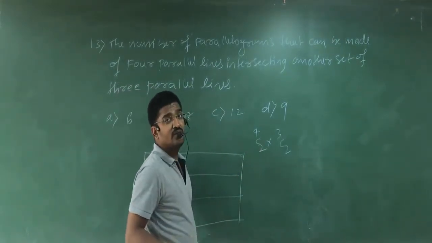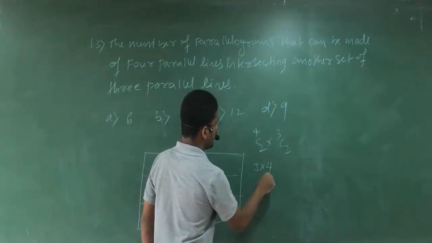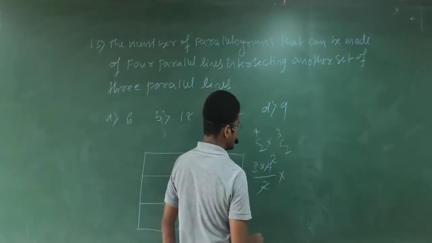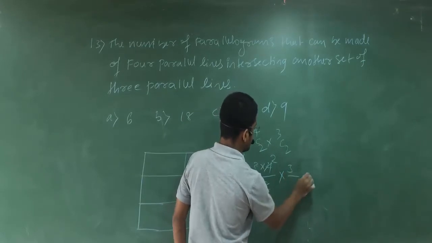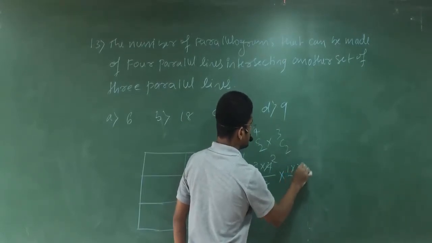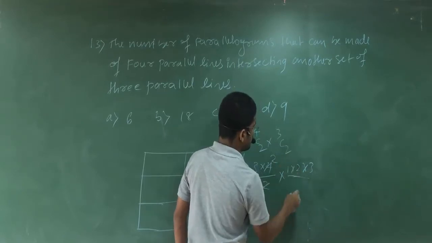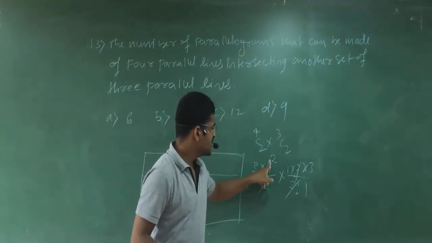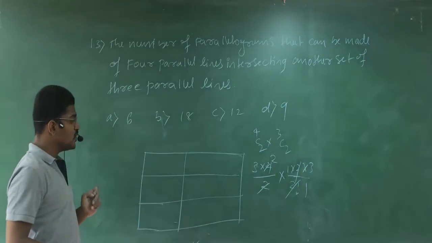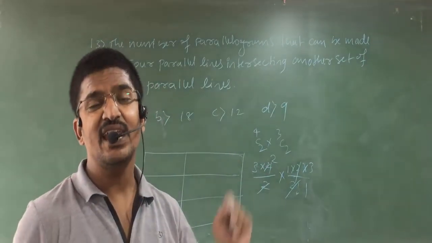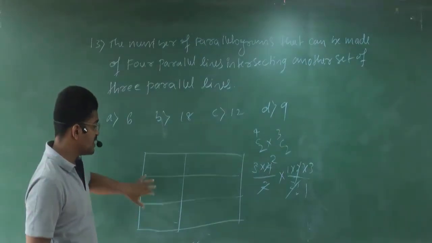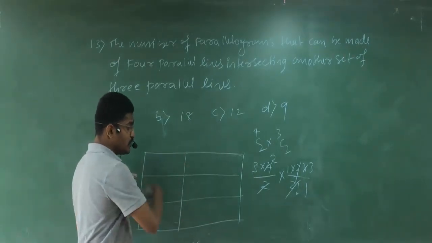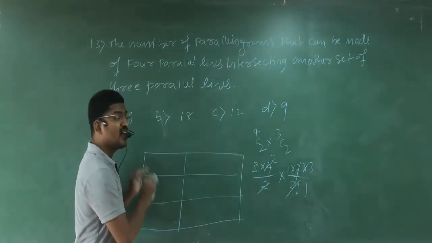2 factorial will be cancelled. So 3 into 4 divided by 2. This will be cancelled here. 3 into 2, 6. So 3 factorial divided by 2 factorial into 1 factorial, 2 cancelled. Okay, see here. 3 into 2, 6. 6 into 3, 18 parallelograms are formed. That means in this there are 18 parallelograms. Diagrammatically we are looking at only 6, but still there are 18 in this.